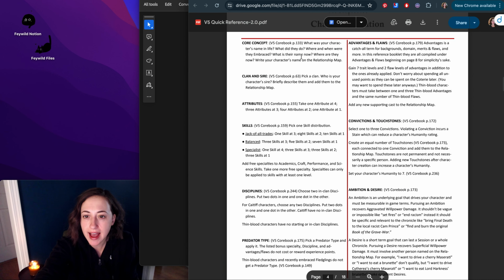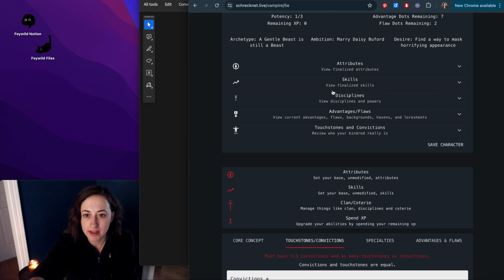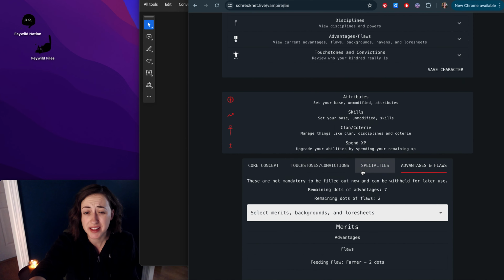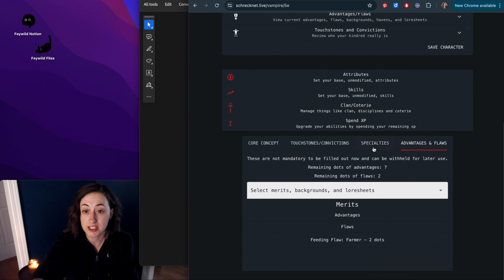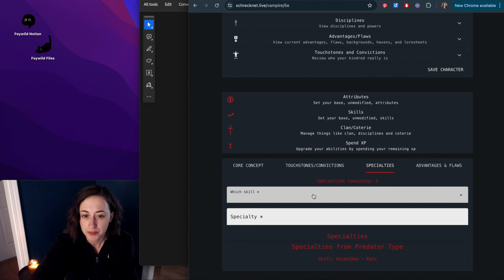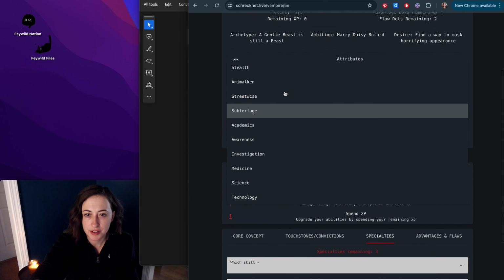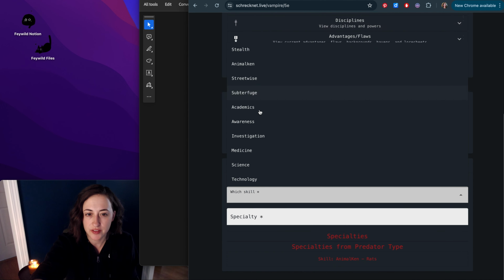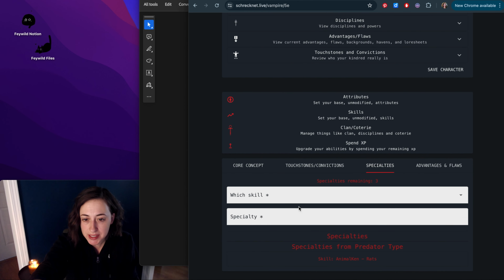And so after that, you've done a lot of this by this point already. Advantages and flaws are interesting because you have points to spend. And so we'll go into there. Actually, I lied. So now we're going to go into our specialties. It'll help you. If you click on it, it'll tell you what specialties you'll have available to put them under, and it'll tell you how many. So I get 3 specialties.